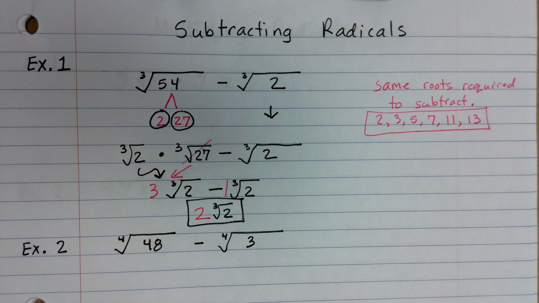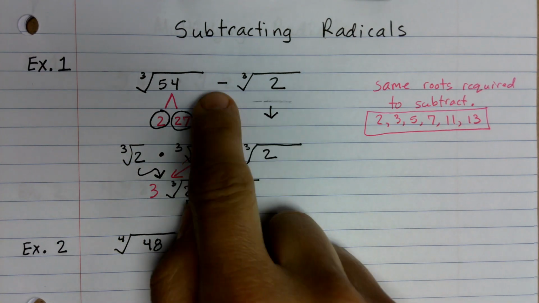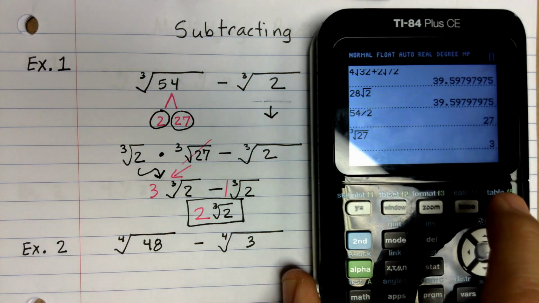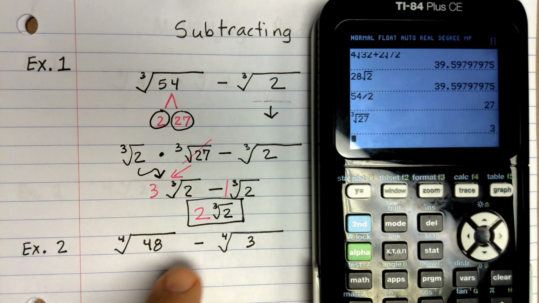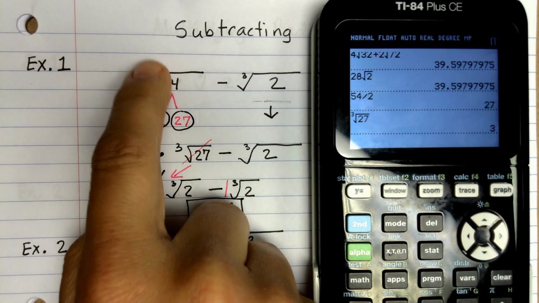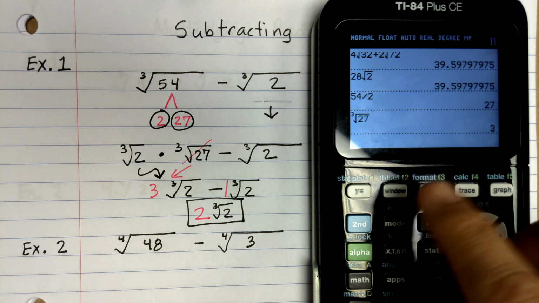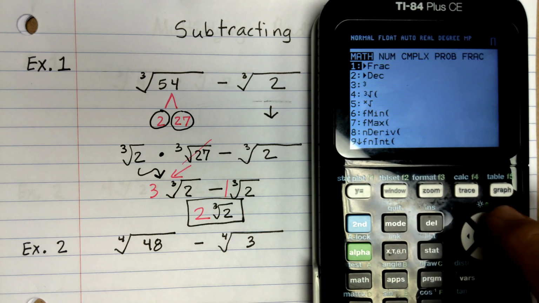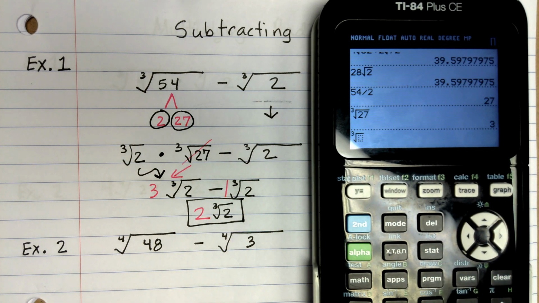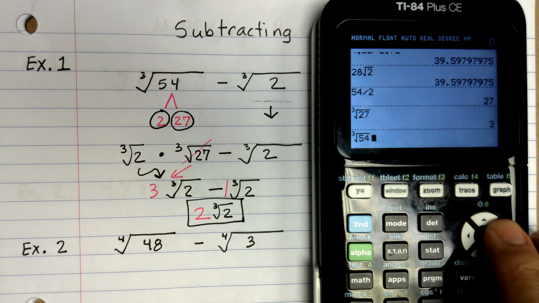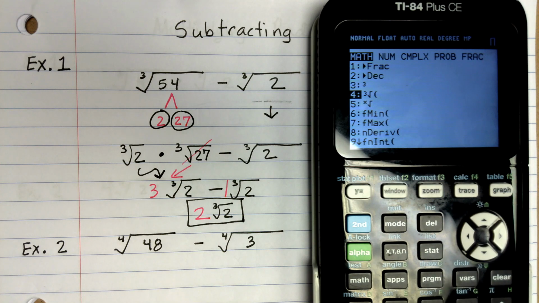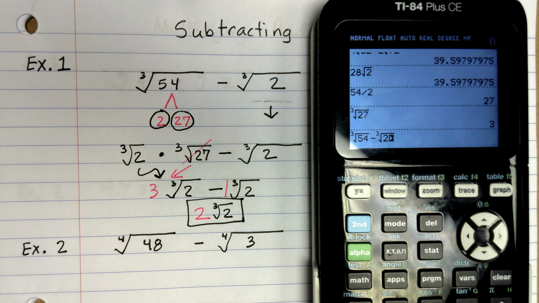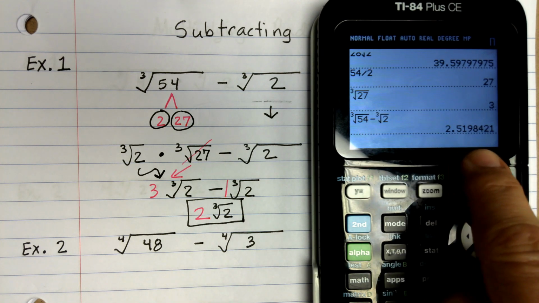Now I am going to check this answer. As always, we can check these answers if we're not sure that we did it right, because we can go back to our calculator. What I can do is put this into the calculator and then put this final answer into the calculator and see, do they both give me the same value. So let's try that. I'm going to hit math, pull up my cube root, and put 54 in there, and then I'm going to subtract and hit math, another cube root, and put 2. So when I subtract these, it gives me 2.519.